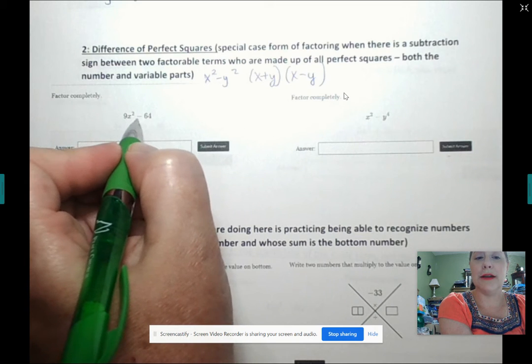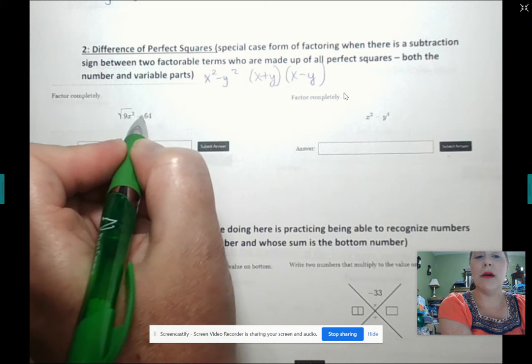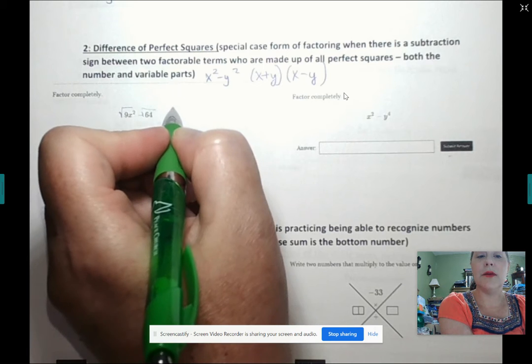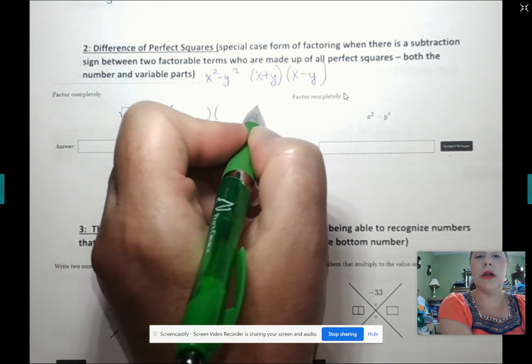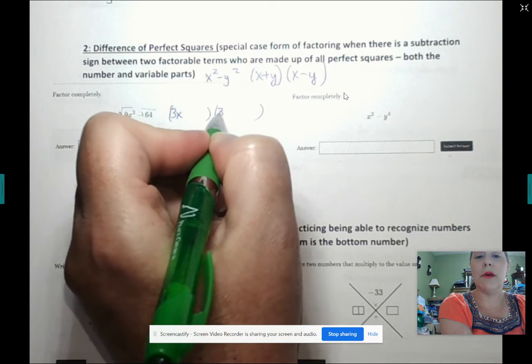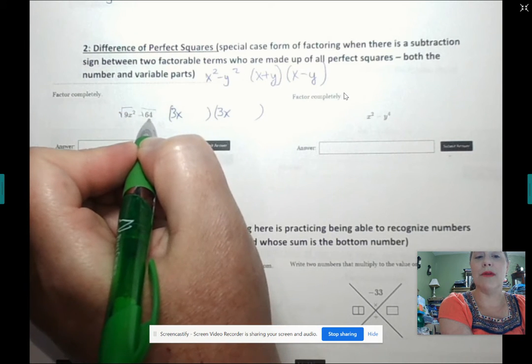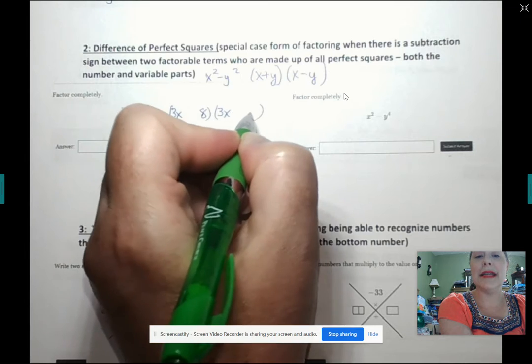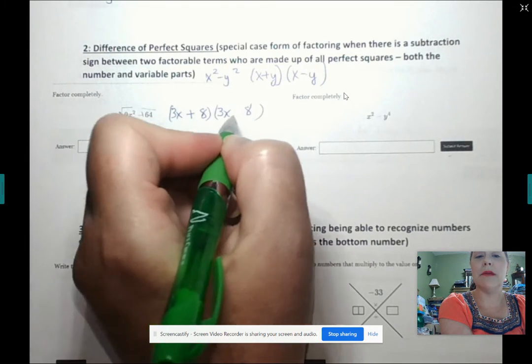This is a difference of 2 things that I know the square root of. And so when I take the square root of 9x squared, I get 3x. So I'll put that at the front of both factors. When I take the square root of 64, I get 8. Put that at the back, one with a plus, one with a minus.